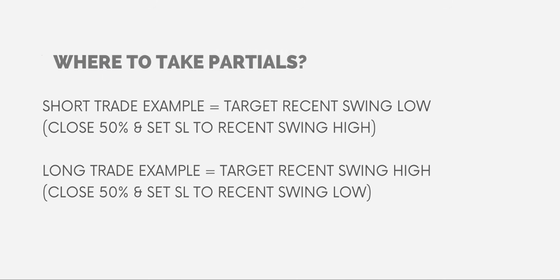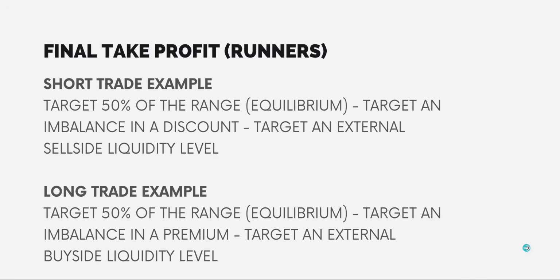All right. Now let's talk about take profit 2 and final take profit. After TP1 gets hit, you usually have a TP2 and a final take profit. Now I'm going to explain where you should be targeting and where you should be taking this profit off. Let's go over a short trade example. You want to be targeting 50% of the range, which is equilibrium. How do you do that? You get your fib out on TradingView and you measure from swing low to swing high of that price range. Another way is you can target an imbalance in a discount, which is below 50%.